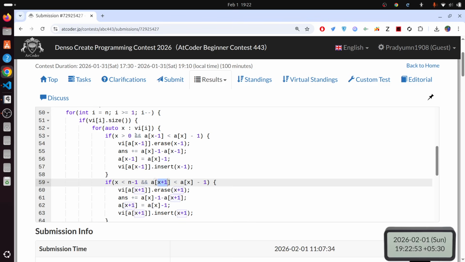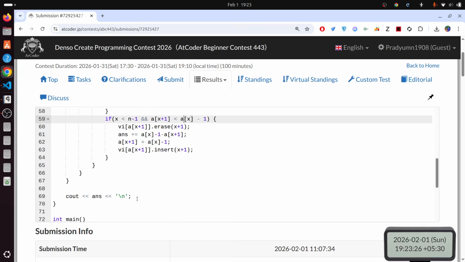So let's say if my a of x minus 1 is less than a of x minus 1, that means the coin in column x minus 1, in my left column, is too far down, so I'll have to erase it from its set and bring it upwards using these many moves, and so update its position. So a of x minus 1 becomes a of x minus 1, and I'll update the vi also. Okay, and similarly for the right hand side we'll do the same, and finally we'll just print the answer. Okay, so this is the problem D.